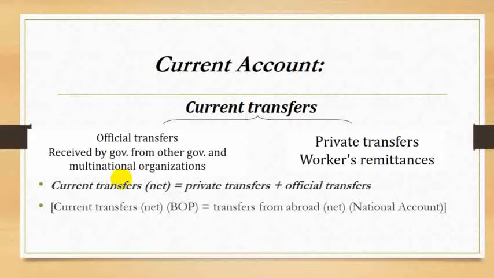Current transfers can be official or private. Official is from one government to another. For example, the United States gives a donation or a grant to Egypt, and so on. With respect to private transfers, it's like worker remittances. If you work abroad and transfer your income to your family in Egypt, these are worker remittances.